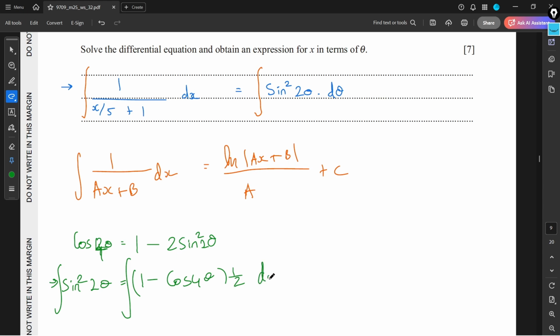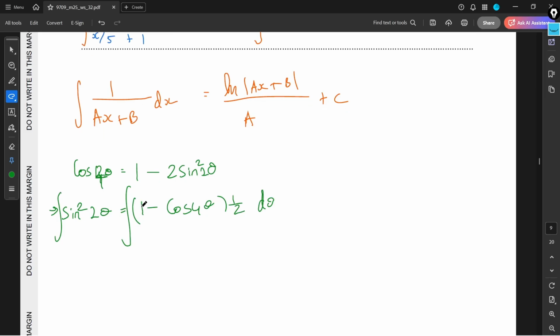And then if you do that with respect to theta, you're going to get an answer. What is the integration of 1? It is going to be theta. What is the integration of cos theta? It is going to be sine theta. So it is going to be sine 4 theta divided by 4. And then don't forget, we also have a half. So this is going to become theta by 2, and this is going to become sine 4 theta over 8. And obviously the integration constant c.